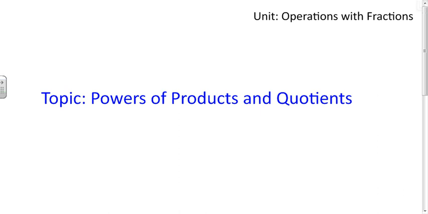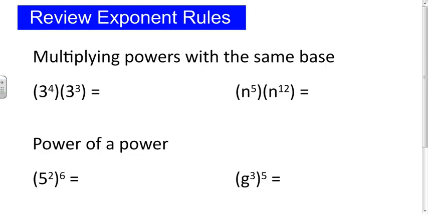In this video, you'll see how to find powers of products and quotients. So we want to review some of our exponent rules. This first example here, if we are multiplying powers that have the same base, 3 to the 4th times 3 to the 3rd, remember we want to add those exponents. This becomes 3 to the 7th.